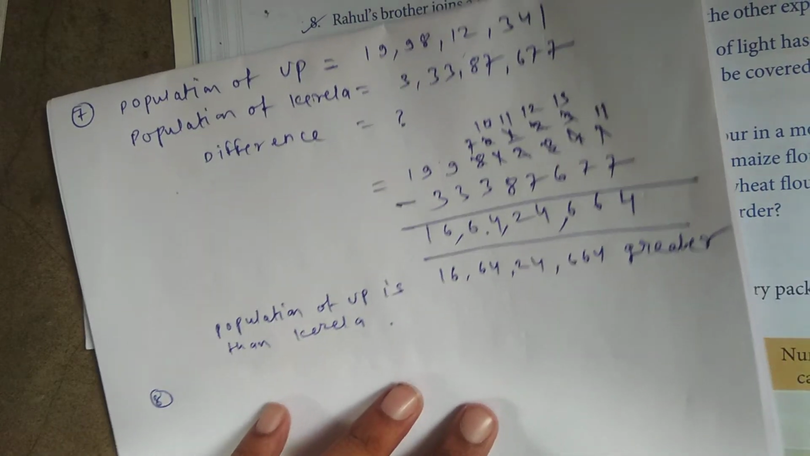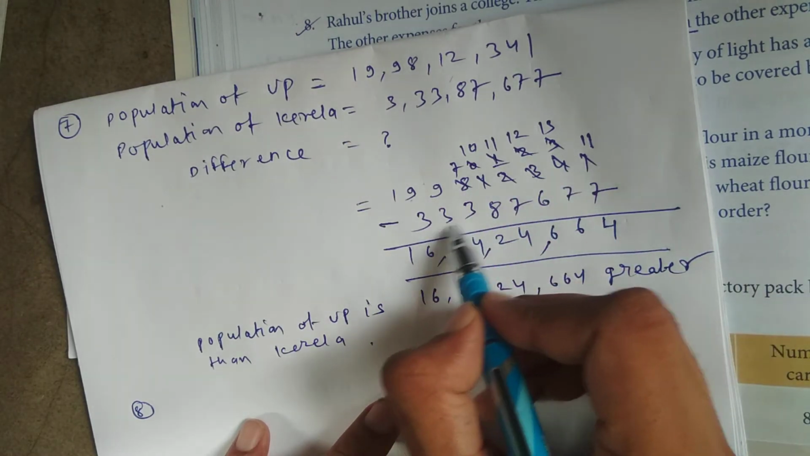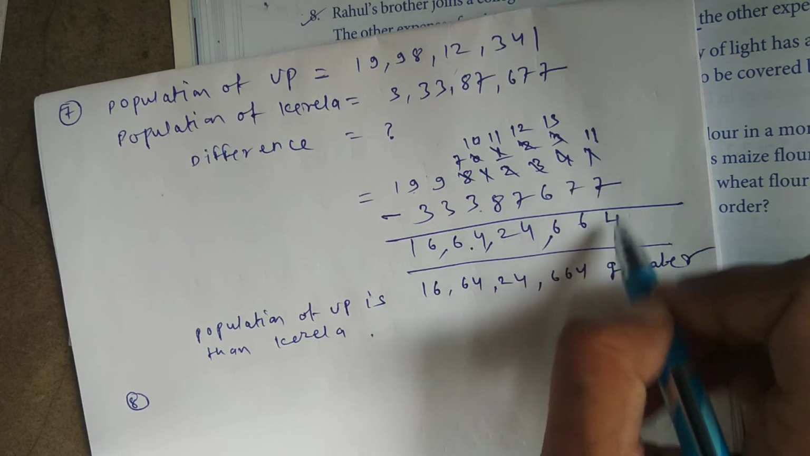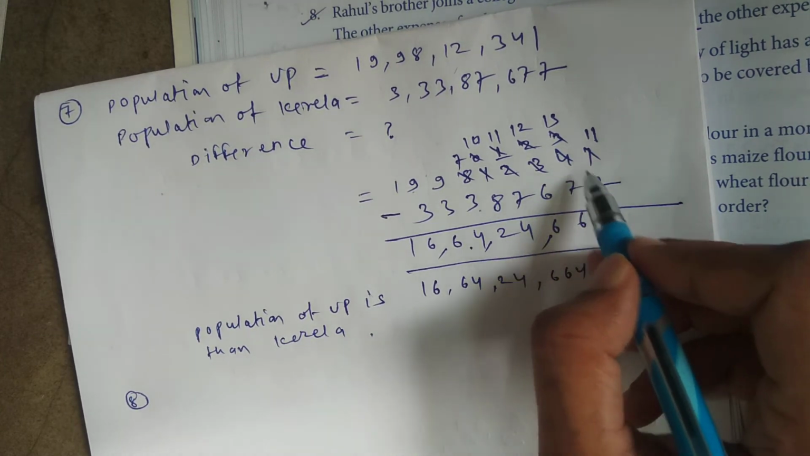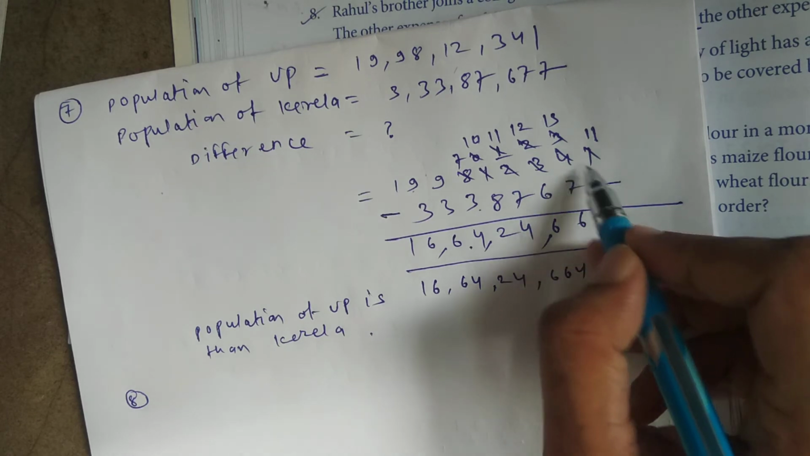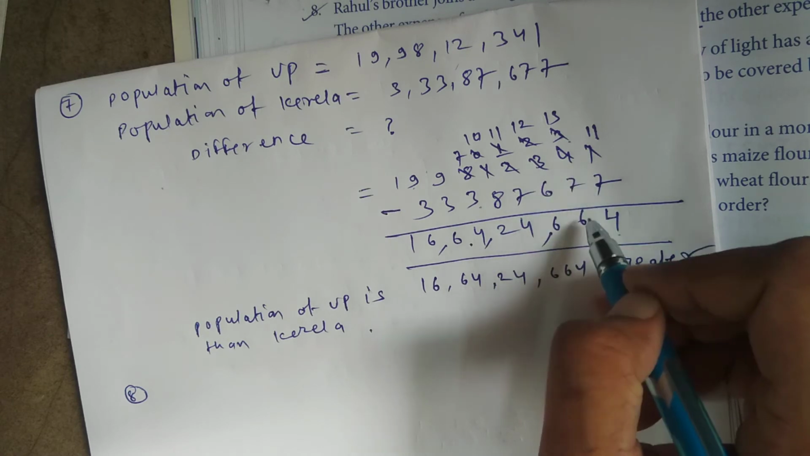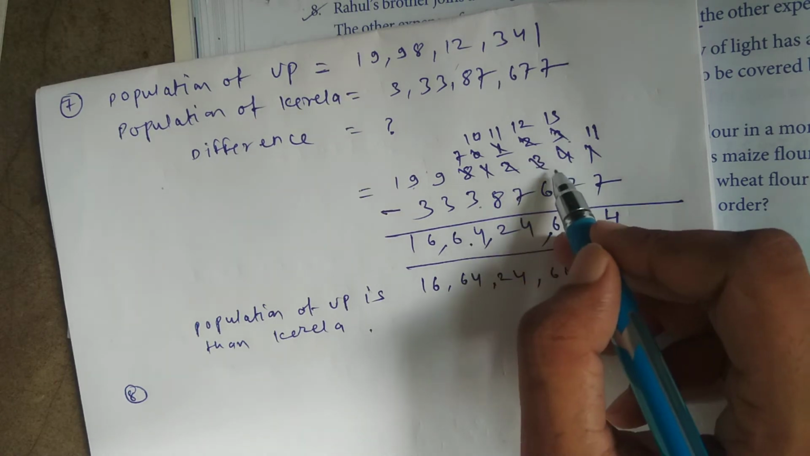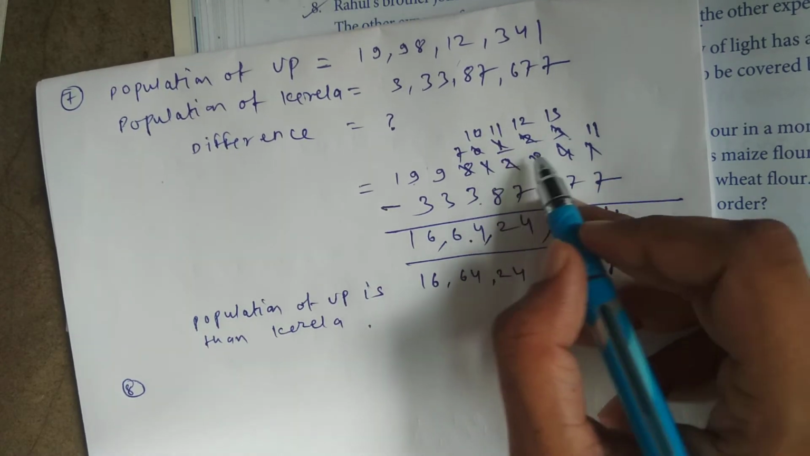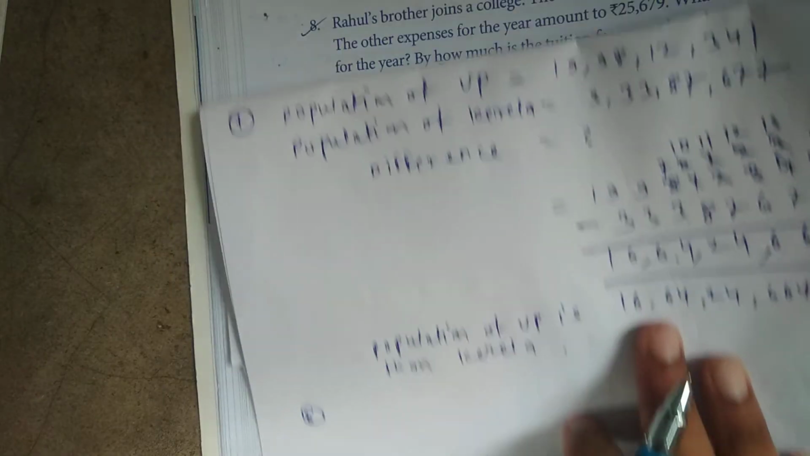Let me check if it is correct or not. 199812341333. 11 minus 7, 4. 4 it will be 3. 3, 13. 13 minus 7, 6. Then 3 will be 2. Okay. Now question number 8.